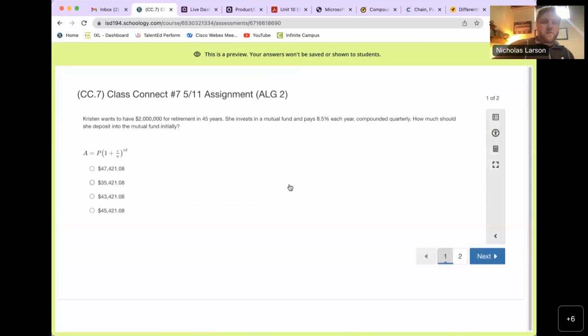we just practiced one of these. This one's slightly different because they say that we want to have 2 million for retirement. This is where I got that 45 number from. It pays 8.5% per year, compounded quarterly. So there's 4 quarters in a year. This time we're trying to find the P initial investment. So again, our end goal is $2 million.